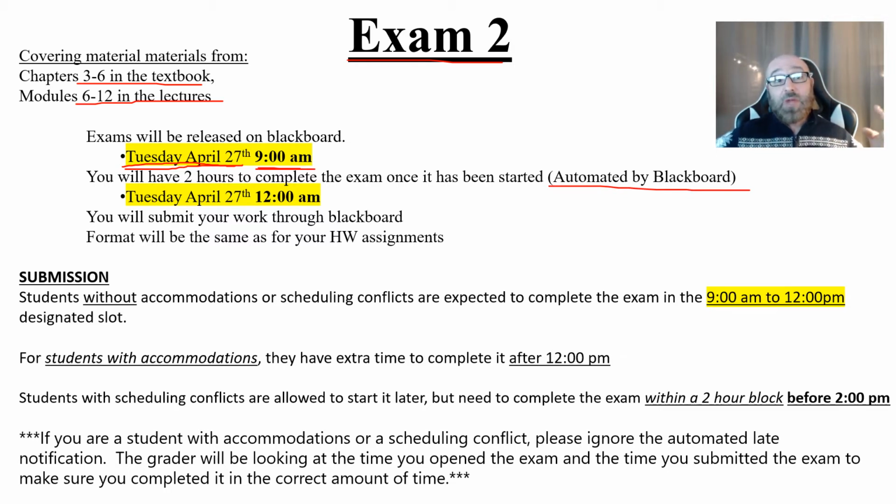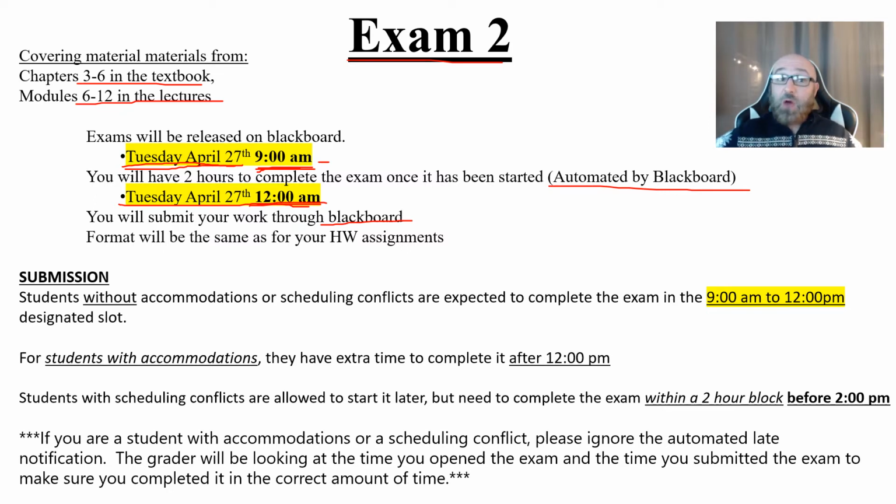But I'm giving a 3-hour block. And the reason I'm doing this is for students that are coming from another class or going to another class. They have a little bit of leeway. So this right here will be due at the very latest at 12 p.m. So if you don't start the exam until 10 because you're coming from another class, you'll still have 2 hours, but it'll need to be done by 12 p.m. for that case. You'll submit your final work through Blackboard, and the format will be the same as you've seen on your homework and your previous exam number 1.